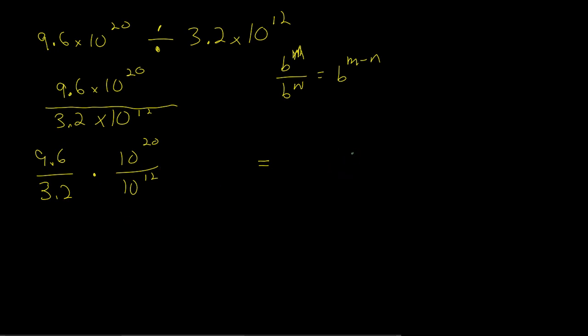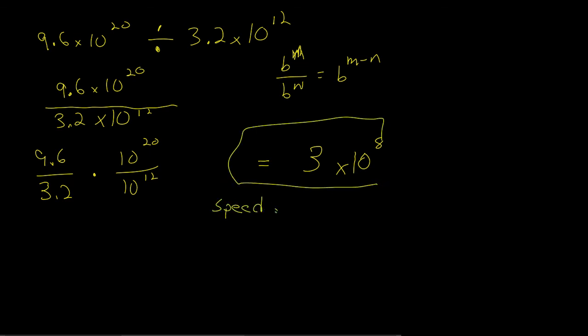So I know my answer is going to be somewhere around 10 to the 8th. And then I do this division here. And I think that goes in 3 times. And so I get 3 times 10 to the 8th, which is about the speed of light. There's a reason why, but I chose my numbers just so I could say the speed of light is 3 times 10 to the 8th meters per second. How far light travels in a second.